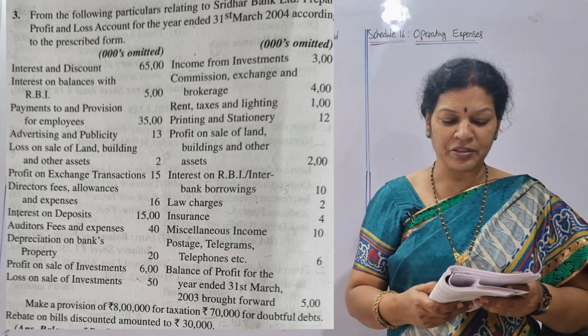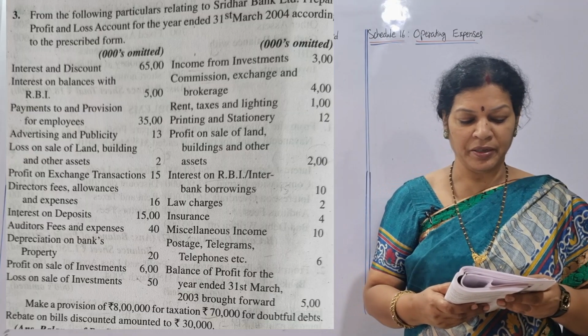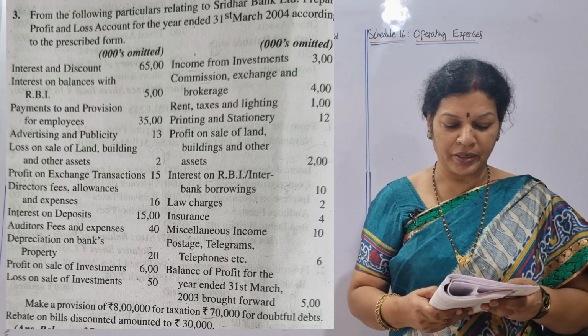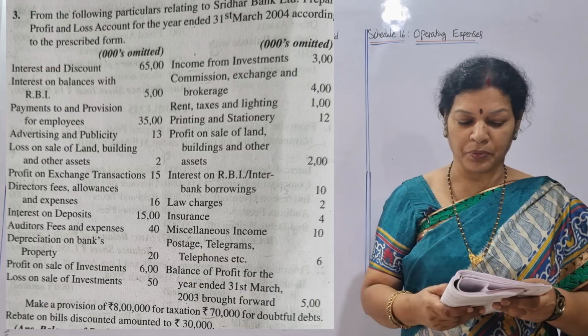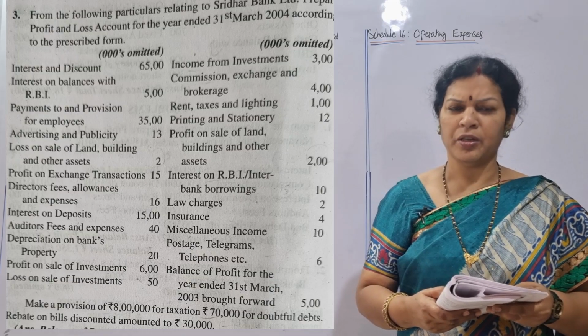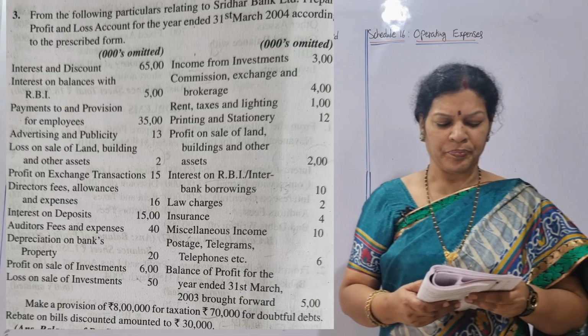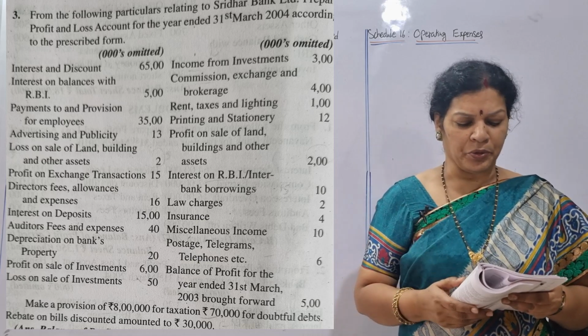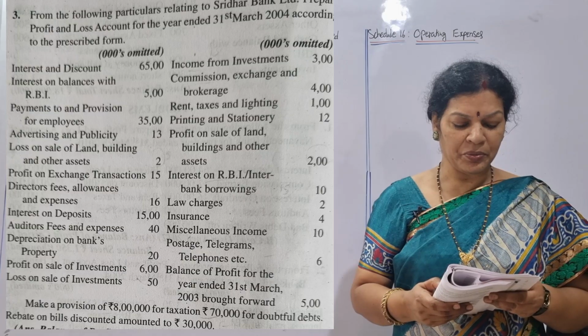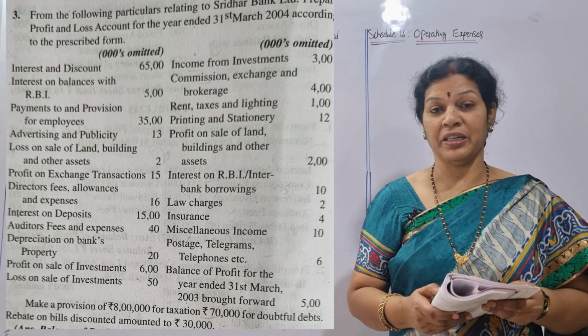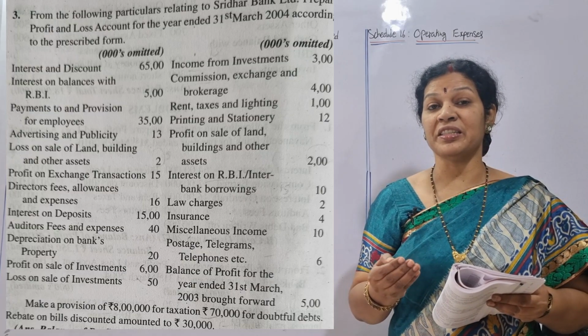From the following particulars relating to Sridhar Bank Limited, prepare profit and loss account for the year ended 31st March 2004 according to the prescribed form. Profit and loss account they are asking. 3 zeros always we have to omit. Now what is given to us? First one is interest and discount. Interest and discount. This is interest earned.